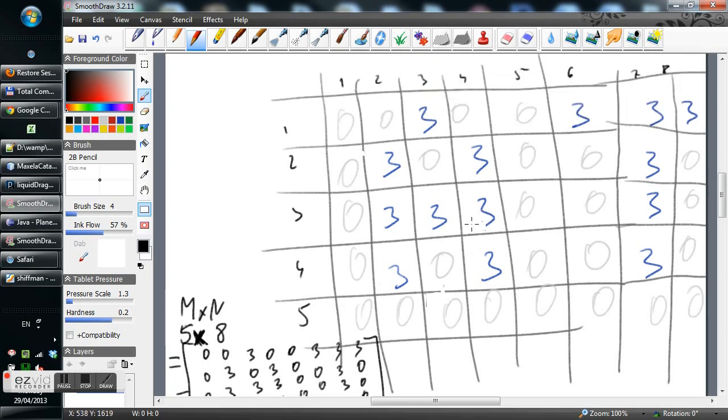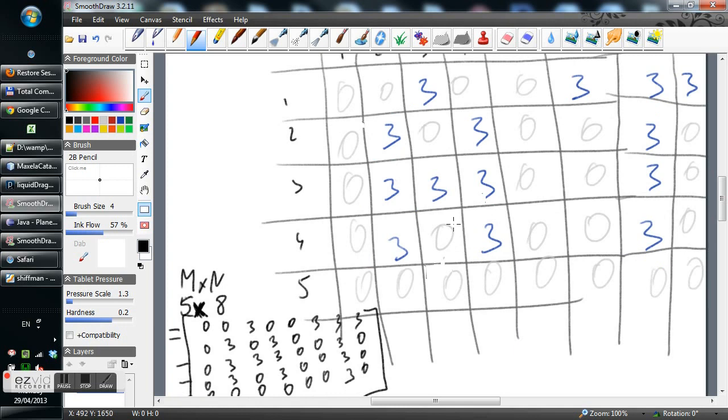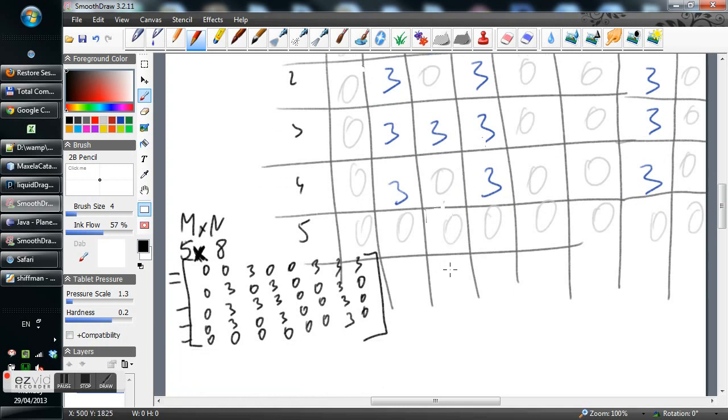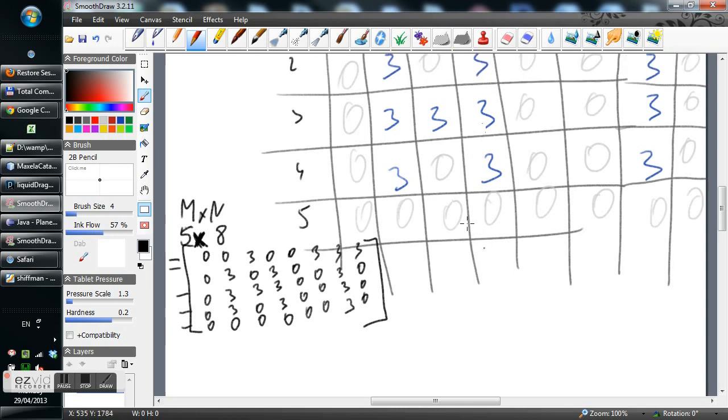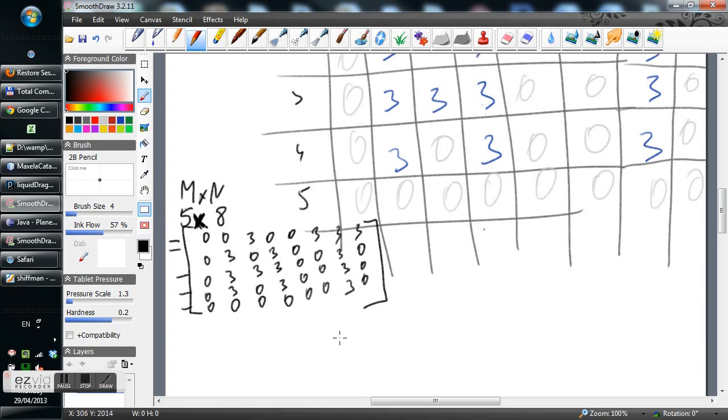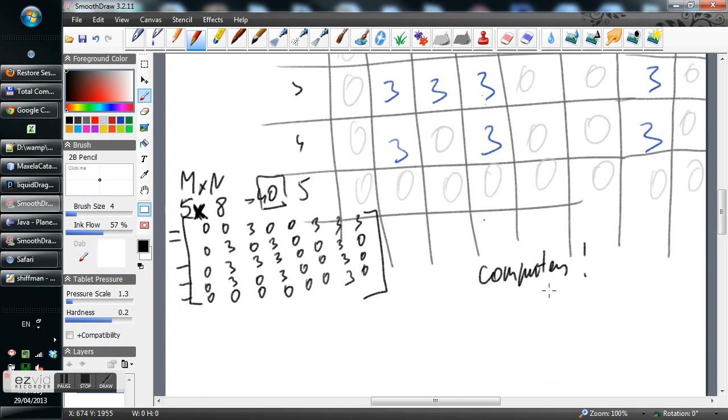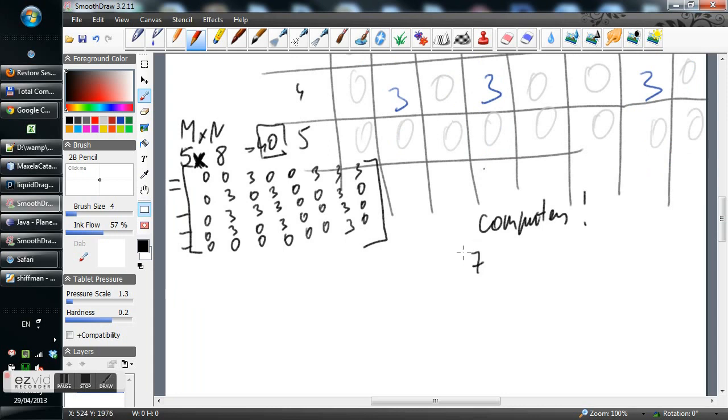and I think that what you can realize here is that just a few characters, just a few pixels, have been represented by an M by N, 5 by 8 matrix, a huge matrix. And that's basically the key to understanding what matrices are for. Matrices are for computers. Because this matrix contains 40 numbers.